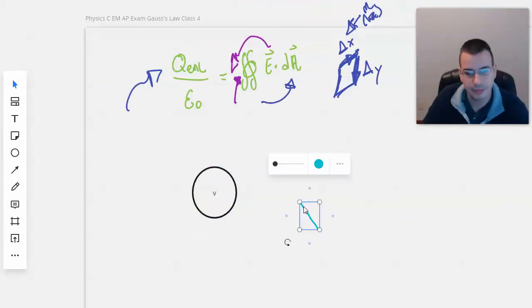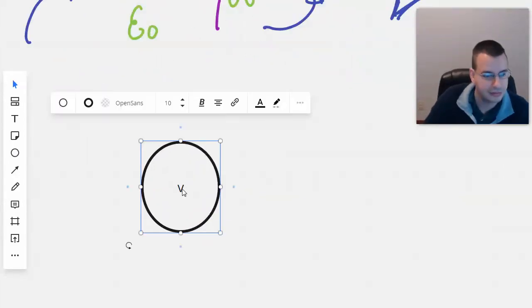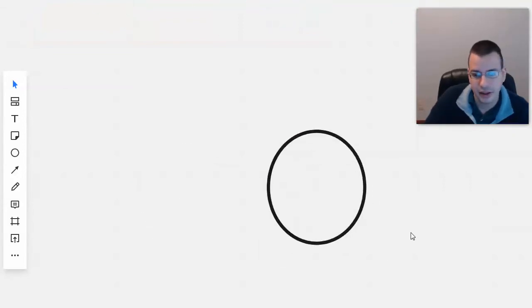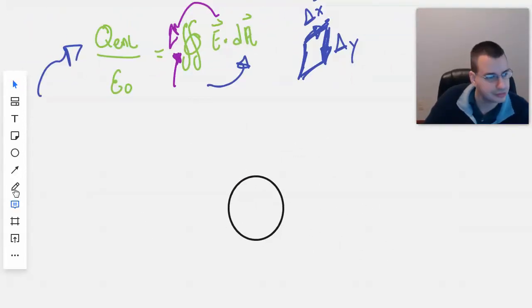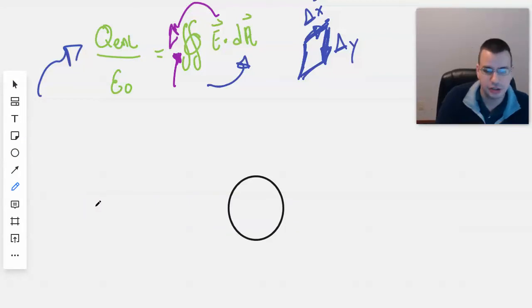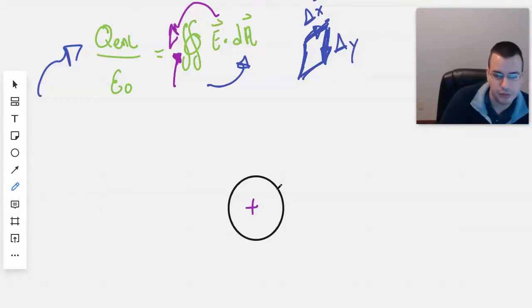So we have a charged particle, and it's going to have positive charge. So I'll have charges going outward.